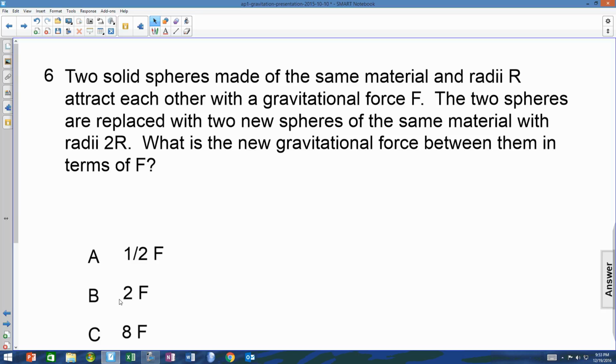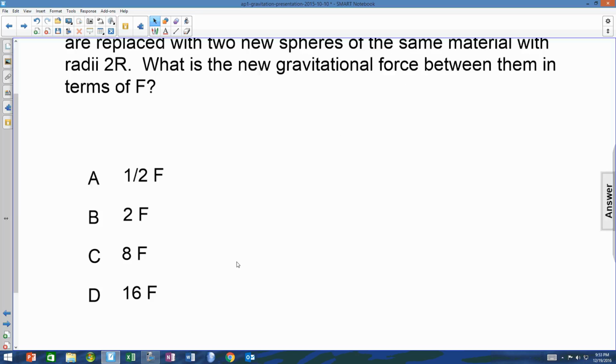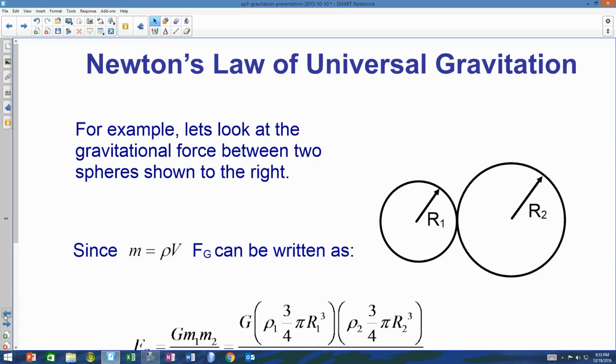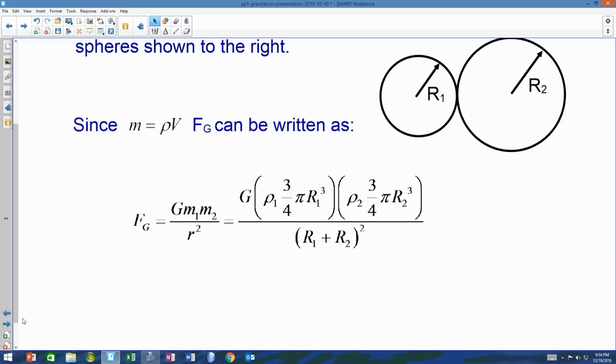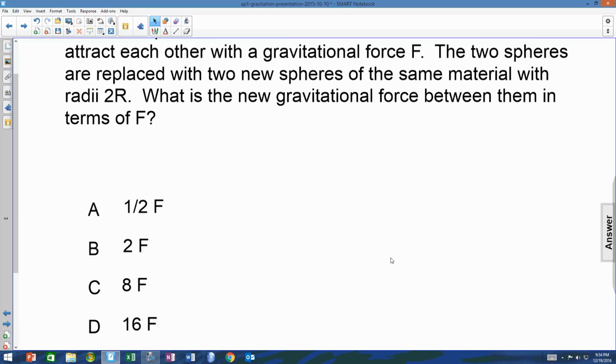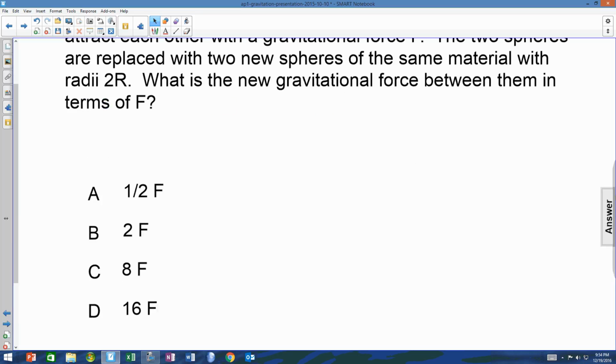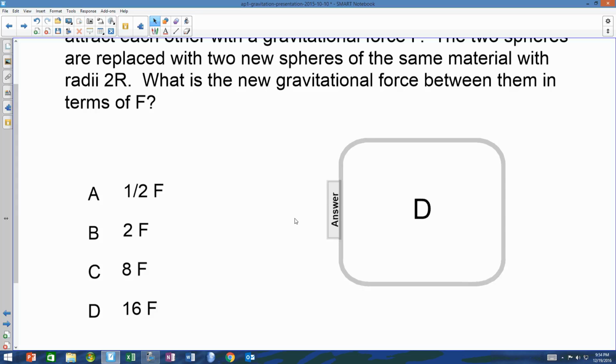Two solid spheres made of the same material have radii r and attract each other with a gravitational force F. The two spheres are replaced with two new spheres of the same material with radii 2r. What is the new gravitational force between them in terms of F? Go ahead and pause the video. Okay, now hopefully you referred to the equation we just went over. Let's see what happens if we change the radii to 2r. The correct answer should be D. It should be 16 times greater.